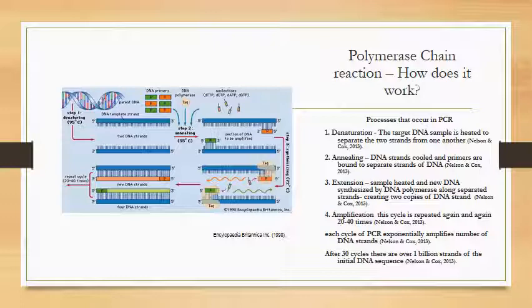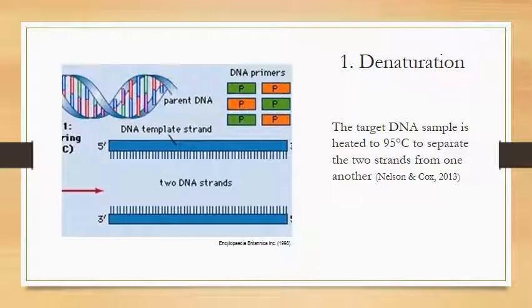But let's talk about these processes a little bit closer. Our first step of our PCR is denaturation. If we look over here, we have our parent DNA. This DNA is heated to 95 degrees Celsius to separate the 2 strands. So you can see here that we now have 2 separated strands of our DNA.